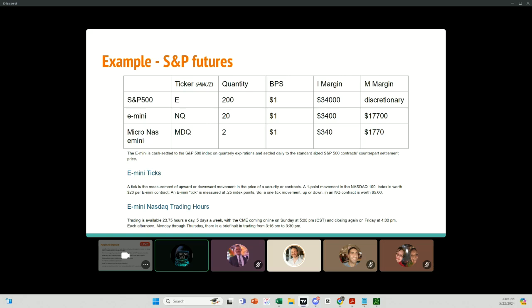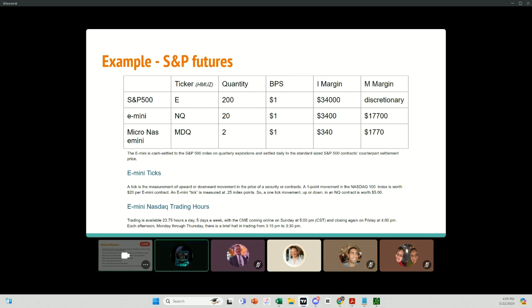The E-mini Nasdaq is a $20 position, or it's $20 per dollar. So that again would be somewhere around a $35,000 position you're taking on that, and the micros is a $2 position. What that relates to in margin size.